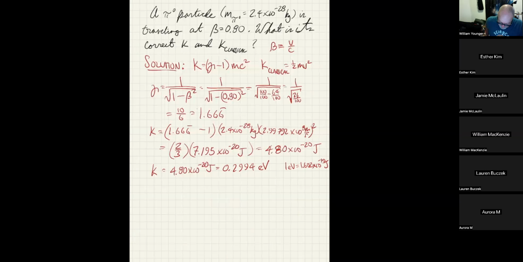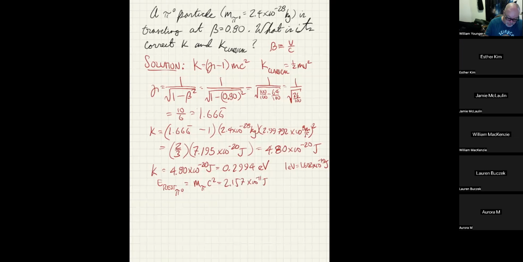But you can see, for instance, in this case, 2.4 e to the negative 28 times c squared. The pion's rest energy, E rest, I think I said muon a second ago, is equal to the mass of the pion times c squared, and that gives me 2.157 times 10 to the negative 11th joules.